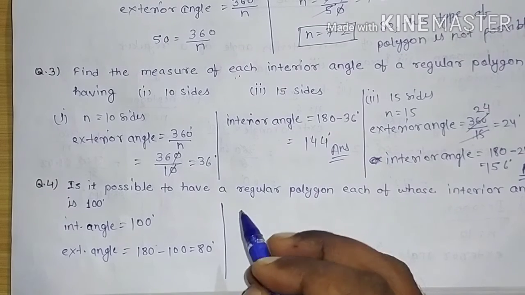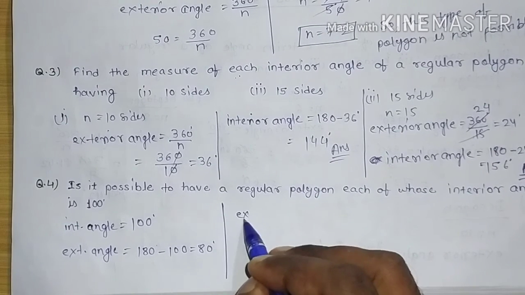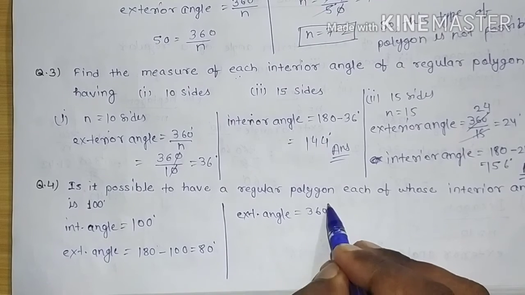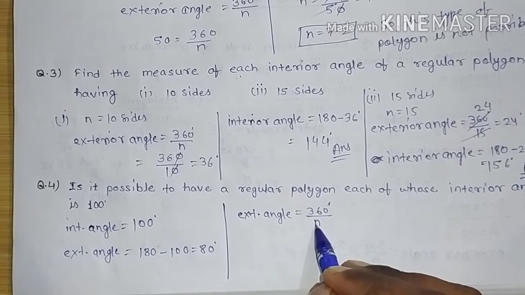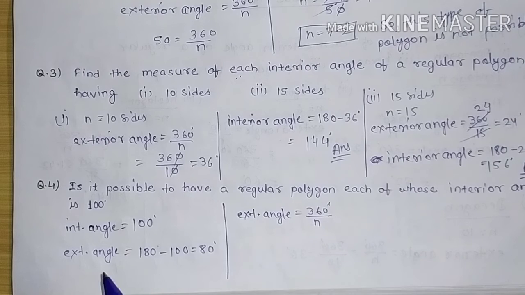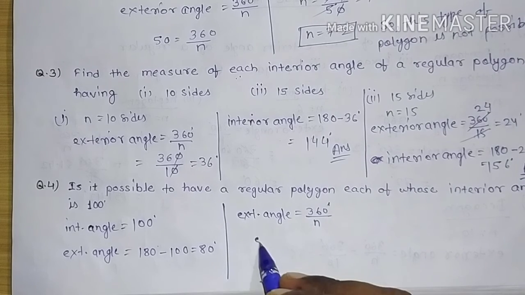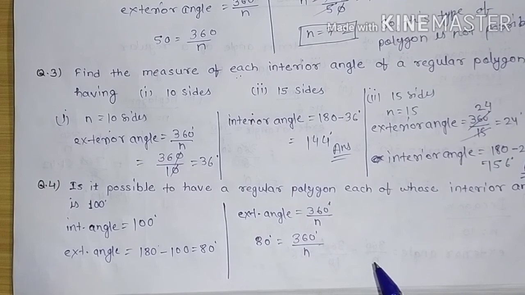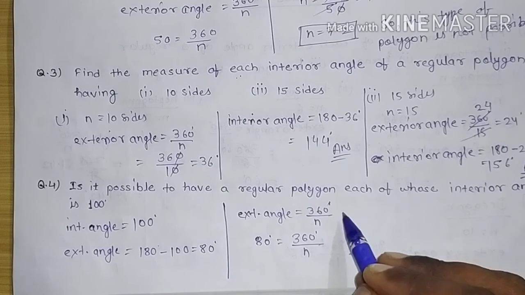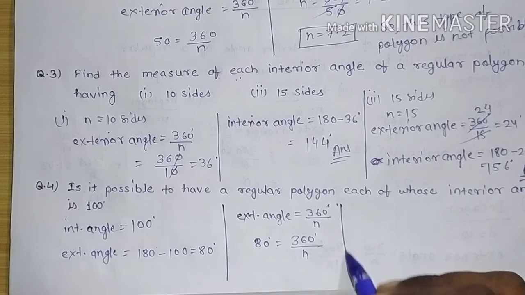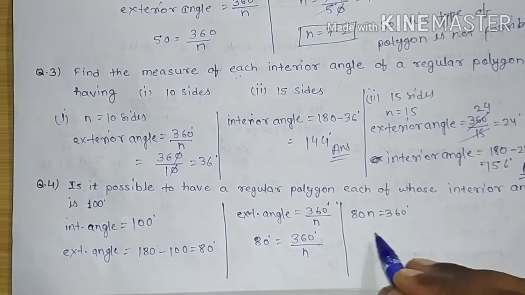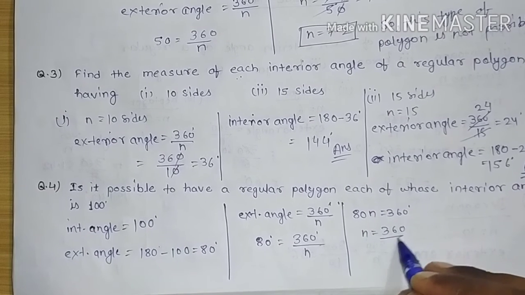Now we know the formula: each exterior angle equals 360 degrees divided by n, where n is the number of sides of the polygon. So put the value here. The exterior angle is 80 degrees, so 80 degrees equals 360 degrees divided by n. Now do cross multiplication. So 80 into n equals 360 degrees. Now n equals 360 divided by 80.